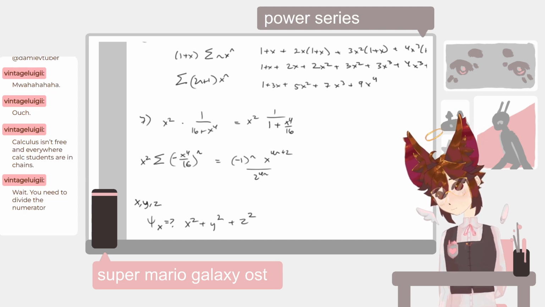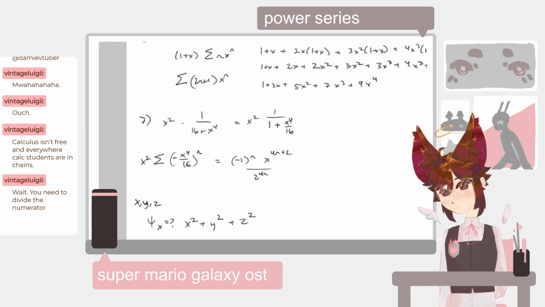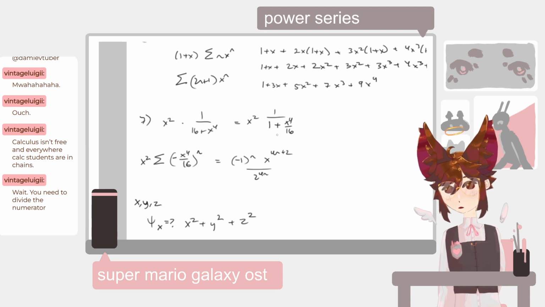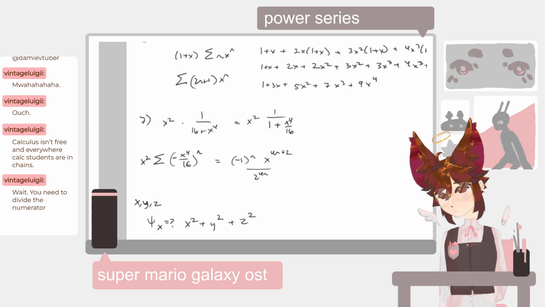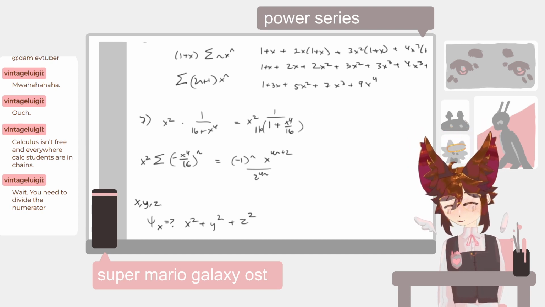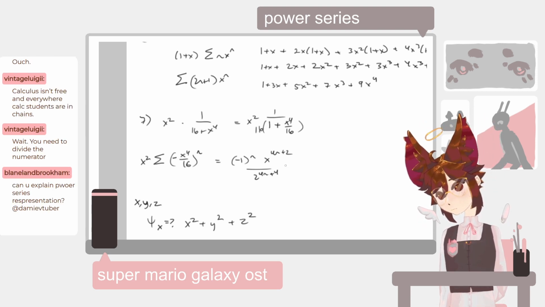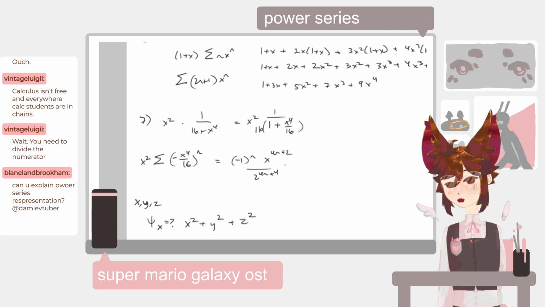Did I miss something? You need to divide the numerator. I need to divide the numerator? I did divide, do I need a 16 out here? Did I forget that? Oh, times 16. Oh, plus 4. There we go, we did it.